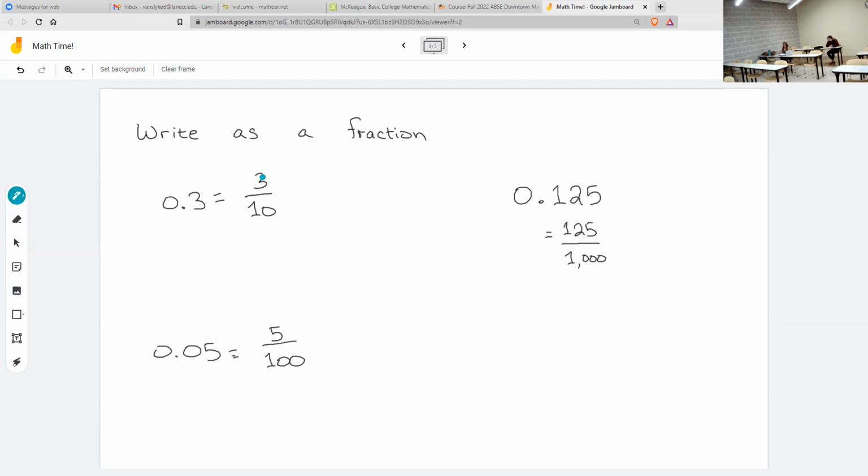So which ones can I reduce? 3/10, can I reduce? No, 3 doesn't go into 10. 5/100? Yes, nickels go into a dollar. And 125 thousandths, those look like things I can make out of quarters. $1.25 and $10, I can make out of quarters. So this one is just done.